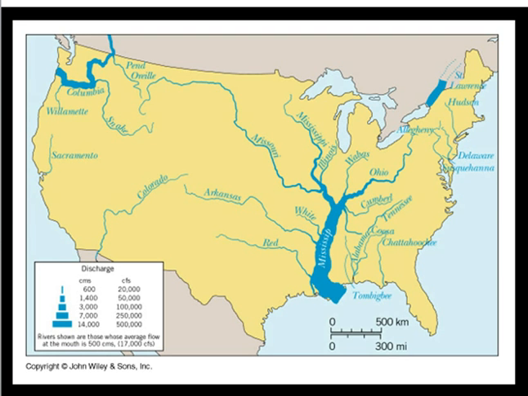This is a map showing the average discharge. They have cubic meters per second and cubic feet per second, and showing the line width of the amount of water that is coming from these stream systems. And so you see the Missouri or the Mississippi River system has the largest discharge of all the river systems in the United States. The Columbia River system, between Oregon and Washington, has the second largest discharge.